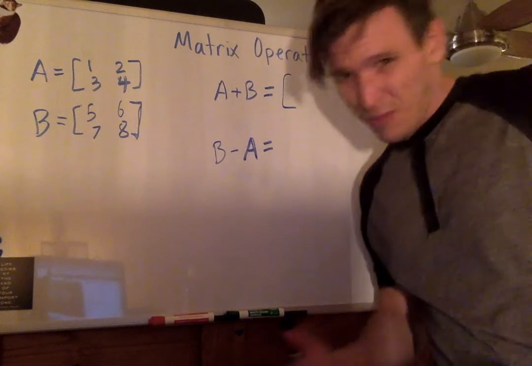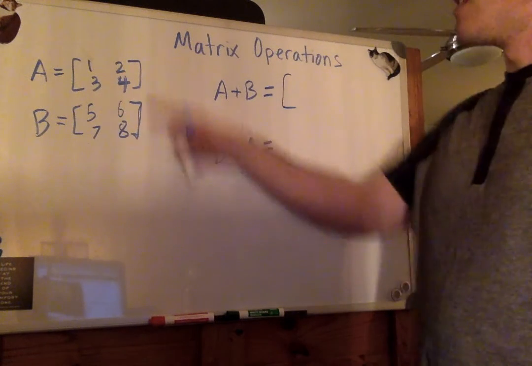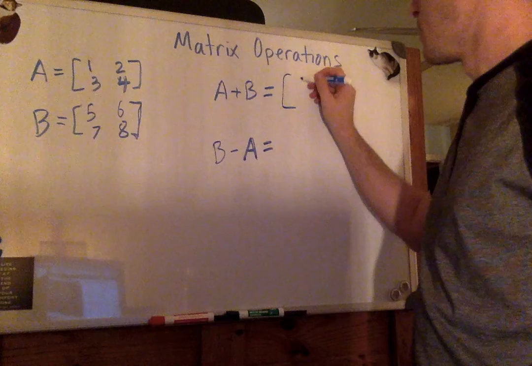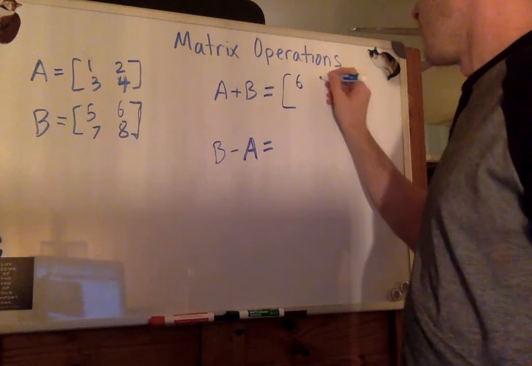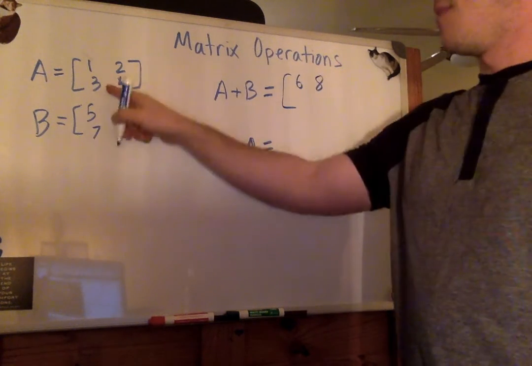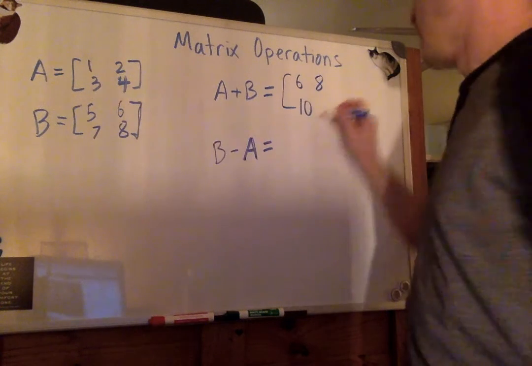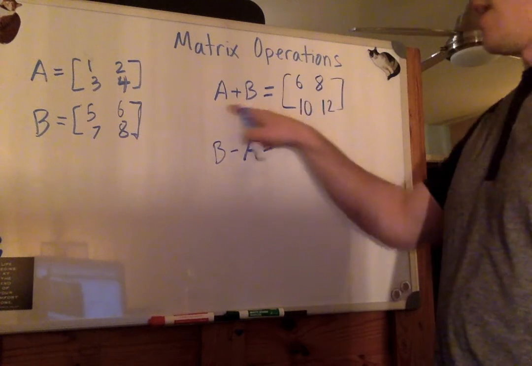And you can probably guess the exact process you'll use, but I'll roll through it here anyway. In this case, the top left is going to be 1 plus 5. You add those two components together, you'd get 6. Top right is going to be 2 plus 6. You add those two together, you'll get 8. Bottom left is going to be 3 plus 7. You add those two, you'll get 10. And bottom right will be 4 plus 8. You add those two together, you'll get 12. And this is the resultant matrix when you add A plus B.